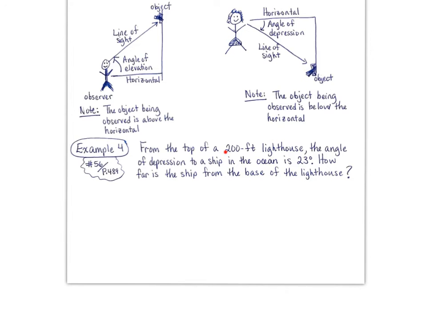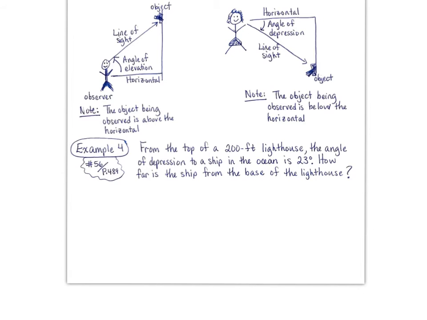From the top of a 200-foot lighthouse, the angle of depression to a ship in the ocean is 23 degrees. How far is the ship from the base of the lighthouse?